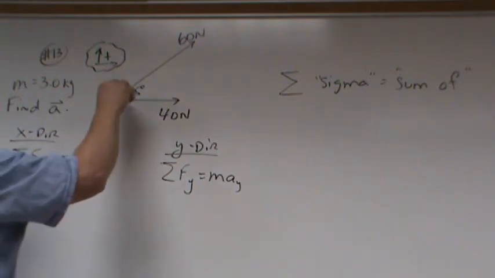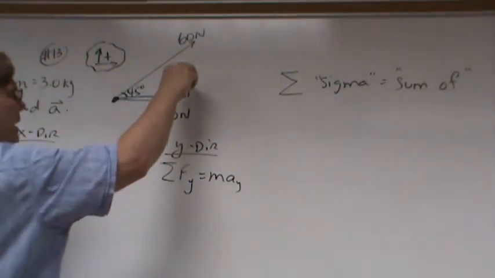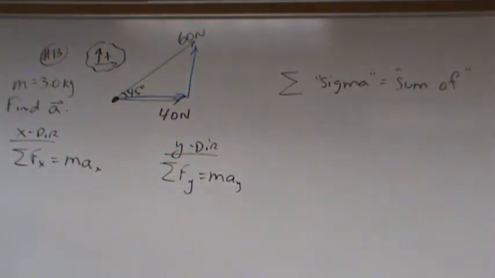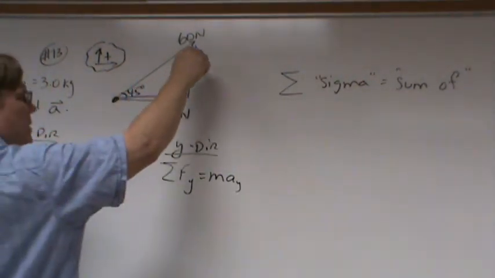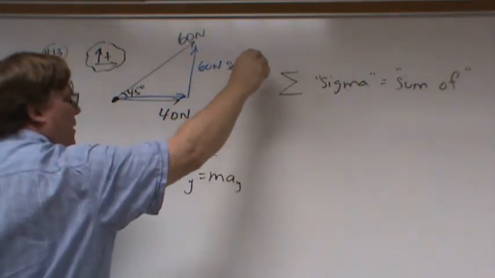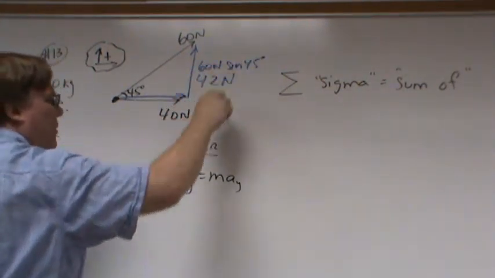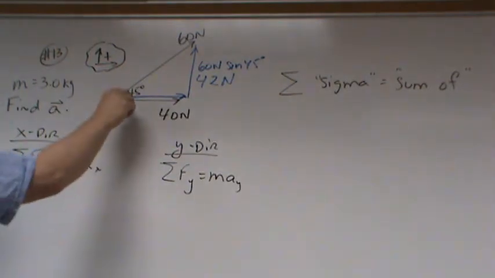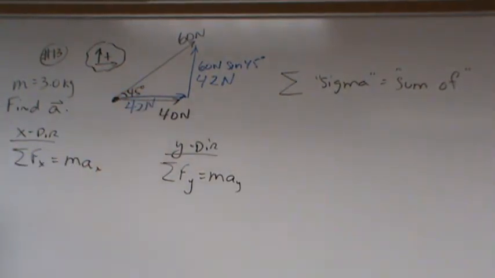Here, I need to get the x and y components. That's a 45-degree angle. So this y component is going to be 60 newtons times the sine of 45 degrees, and just believe me that it's 42 newtons, which means the x component is 42 newtons.